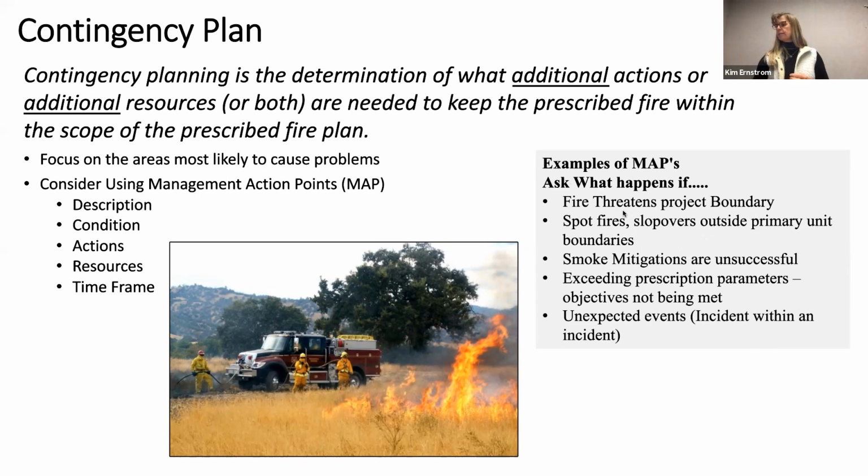So what happens if the fire threatens just the boundary? That could be one scenario. And then you're going to fill out the rest of these. What actions would you take? What resources do you need? What if smoke mitigations are a problem? That's a management action point. Something has to happen because now I'm having issues with smoke. I'm not meeting my smoke objective. It doesn't mean I'm out of prescription or I've declared a wildfire. It just means I need extra stuff to get this handled. Or if you're exceeding your prescription parameters, what are you going to do about that? So that's sort of your contingency plan.